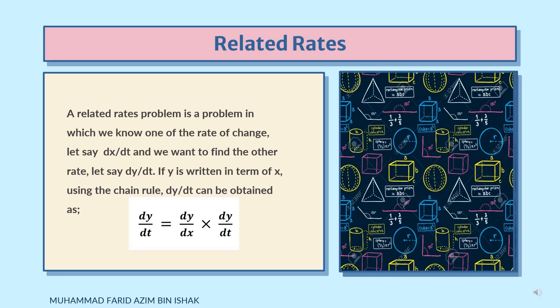A related rates problem is a problem in which you know one of the rates of change, let's say dx/dt, and you want to find the other rate, let's say dy/dt. If y is written in terms of x, using the chain rule, dy/dt can be obtained as dy/dt is equal to dy/dx times dx/dt.